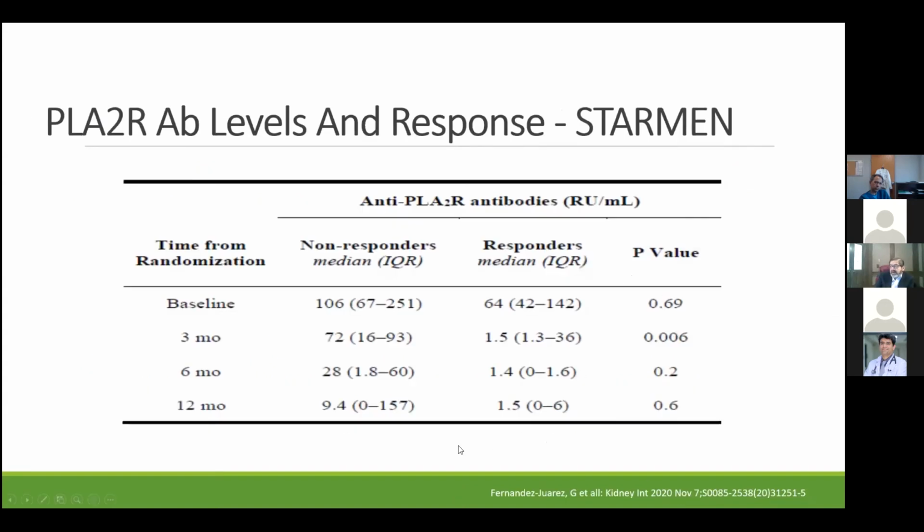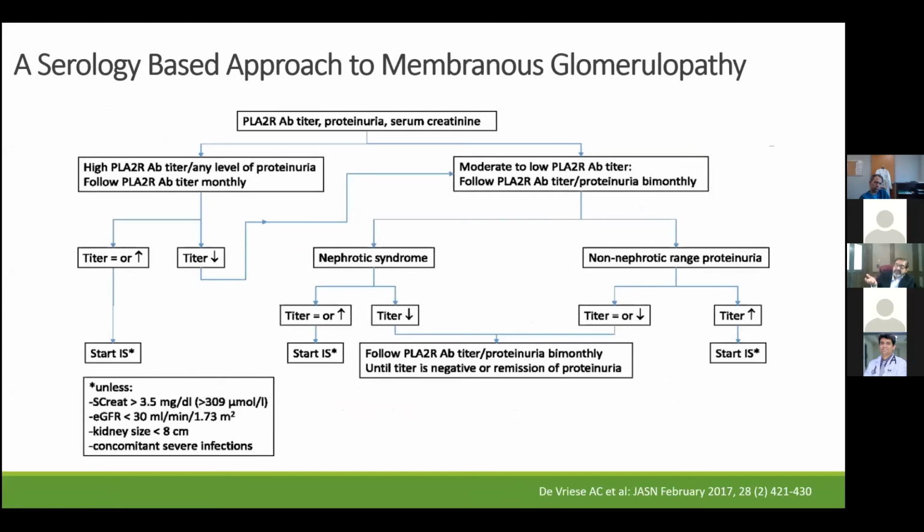This is the STARMEN data. Baseline numbers in non-responders: your baseline antibody is 106 compared to an antibody level of 64. Now, this is not significant based on the numbers that you have, but you're looking at the trends here. Again, it turns out that if your antibody levels are higher, your chances of response start going down.